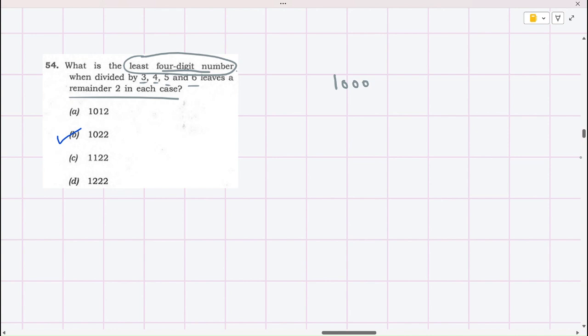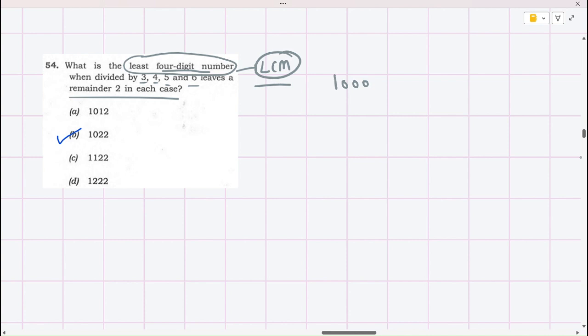So since you have practiced these kind of questions before as well, we simply need to find out the least common multiple of these numbers, which means that this multiple that we have here will be divisible by all these numbers and it will be the least such number. Then we'll divide 1000 by that particular number, because 1000 is the least four-digit number.